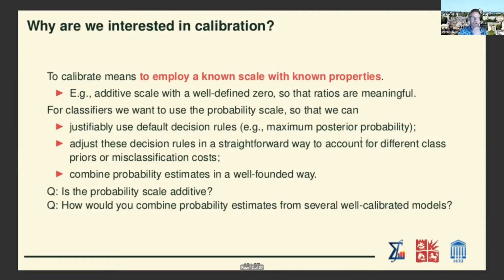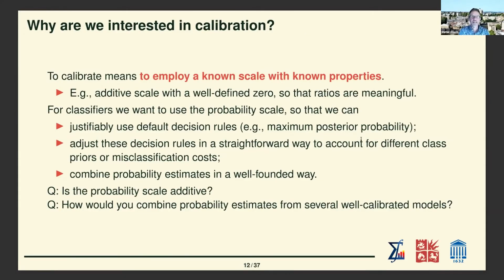Okay, so why are we interested in calibration? Well, in general, to calibrate means to employ a known scale with known properties, right? So we are very used to additive scales, which have a well-defined zero. And there's a whole topic called measurement theory that looks at this. Not all scales are additive. I will get back to this.